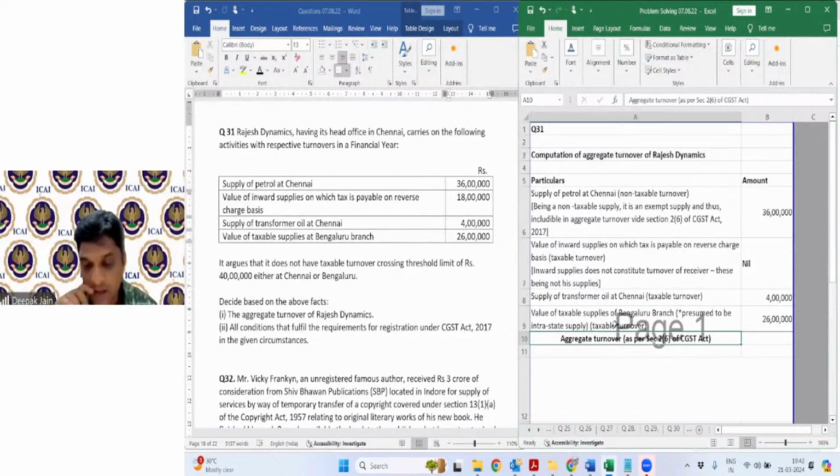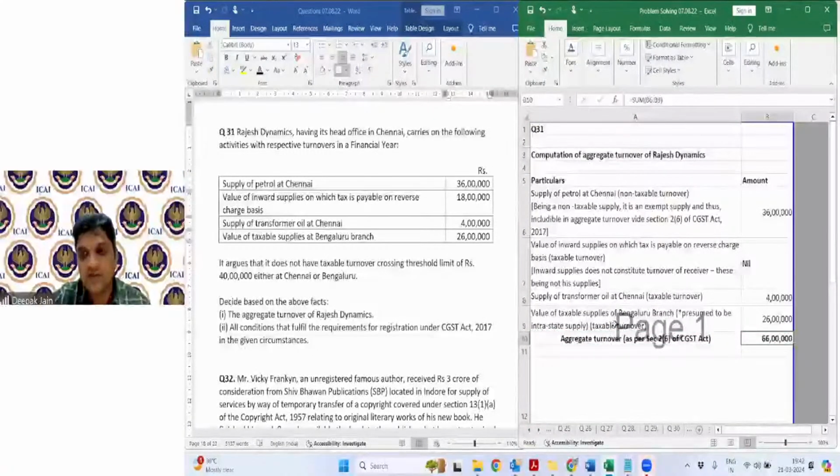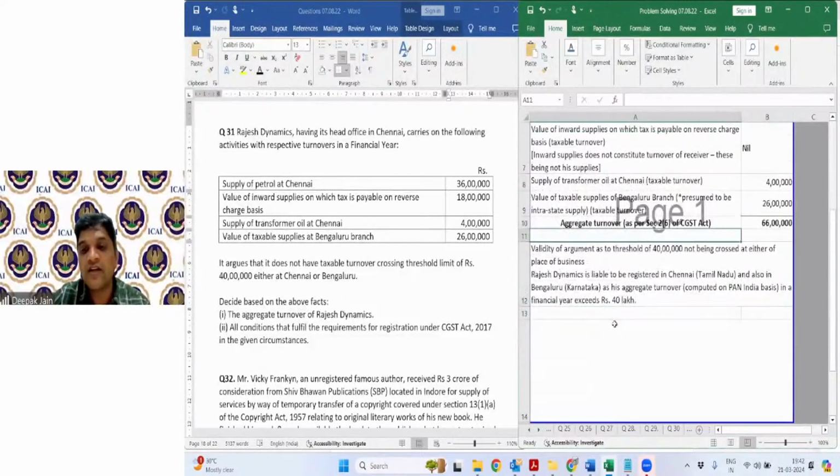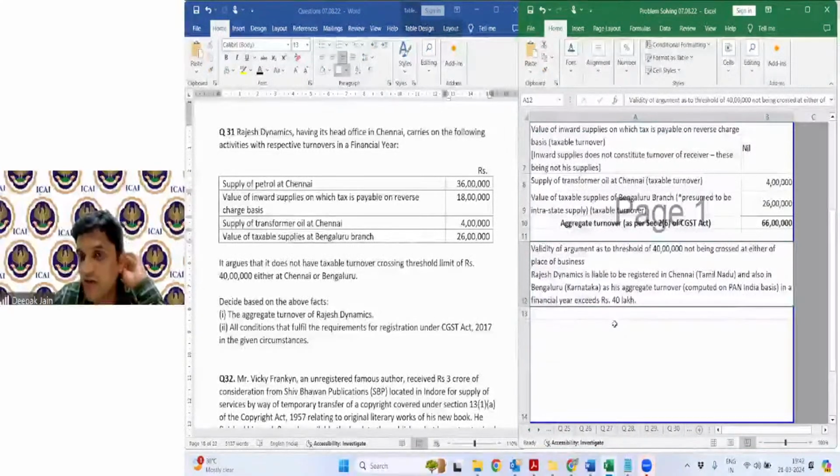So the aggregate turnover as per section 2 subsection 6 is 66 lakhs. So since my turnover is 66 lakhs, I will have to get it registered. So the validity of the argument as to the threshold of 40 lakh not being crossed at either place of business is incorrect. Rajesh Dynamics is liable to be registered in Chennai and also in Bangalore as his aggregate turnover in the financial year exceeds 40 lakhs and he is making taxable turnover.